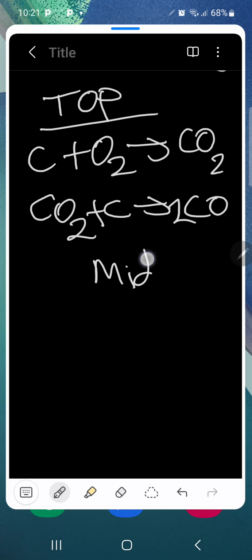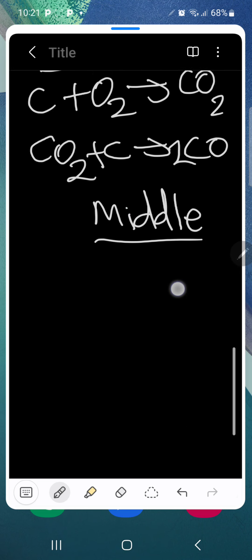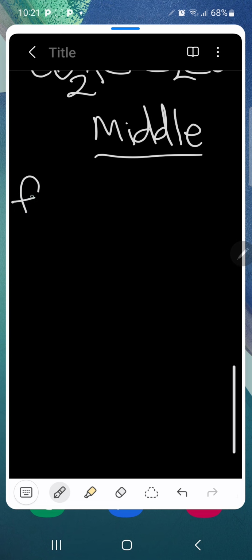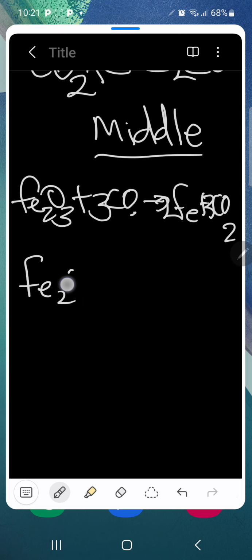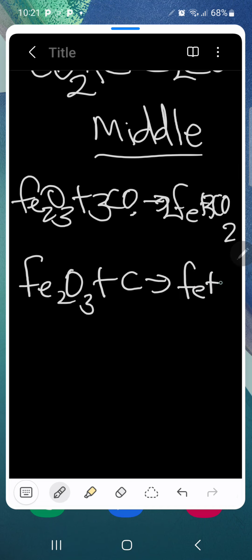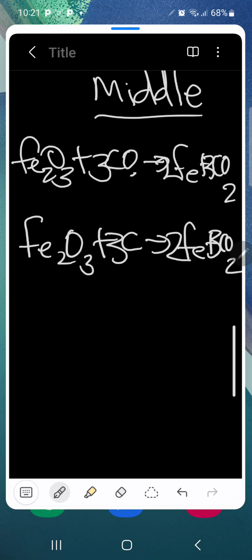At the middle of the blast furnace, you have indirect reduction of iron ore by carbon monoxide. The hematite reacts with carbon monoxide to produce iron plus carbon dioxide. To balance this equation, we put a 3, a 2, and a 3 on that side. The next reaction is hematite reacting with carbon to produce iron plus carbon dioxide. At this stage, we have produced our iron. We have successfully reduced iron(III) oxide by the removal of oxygen.